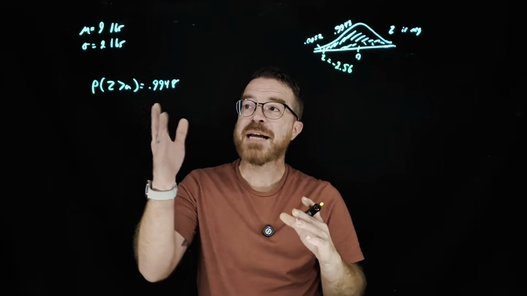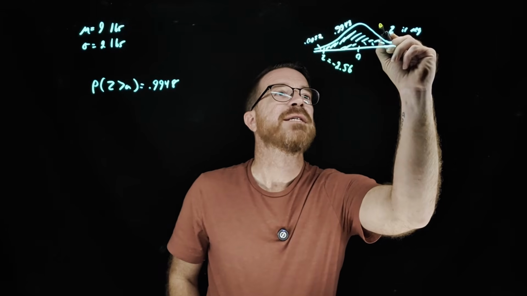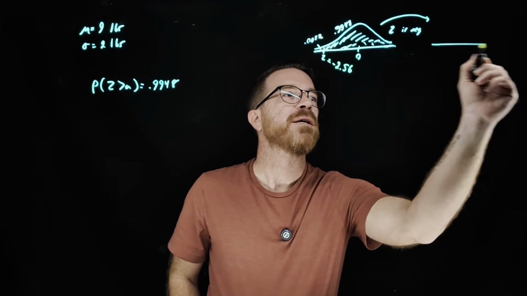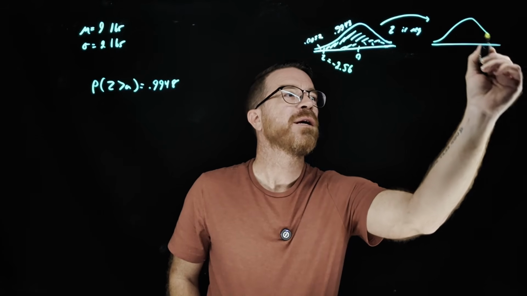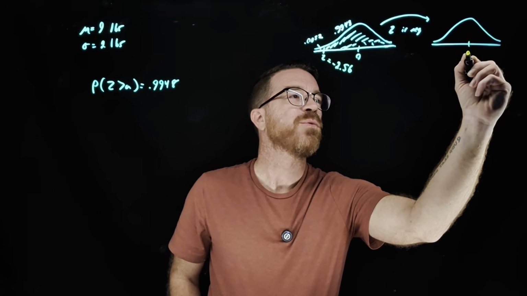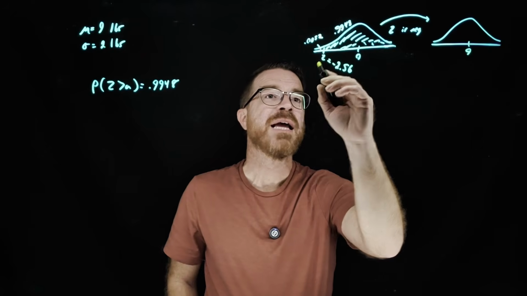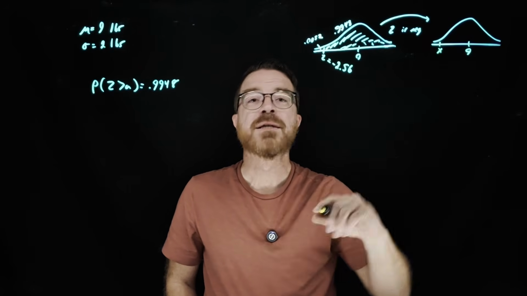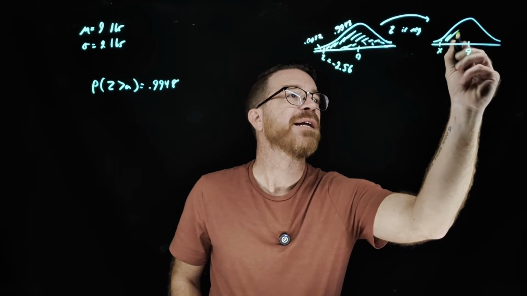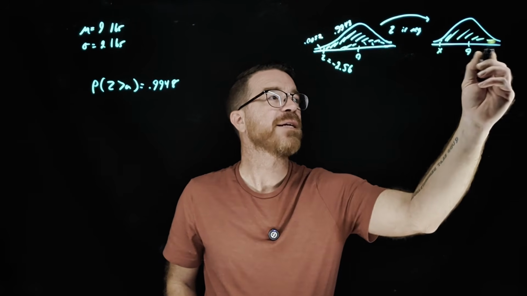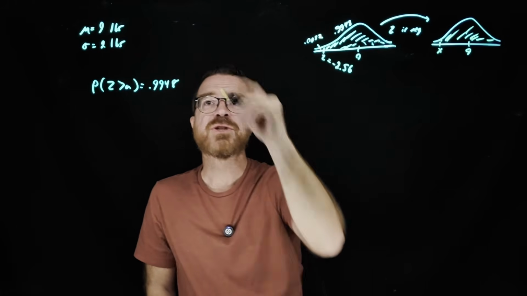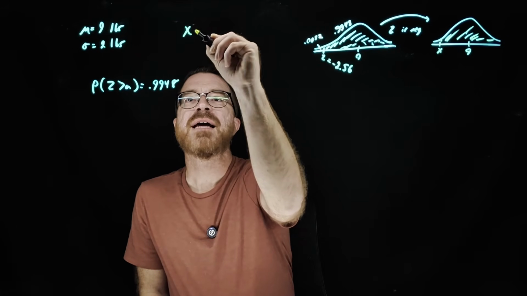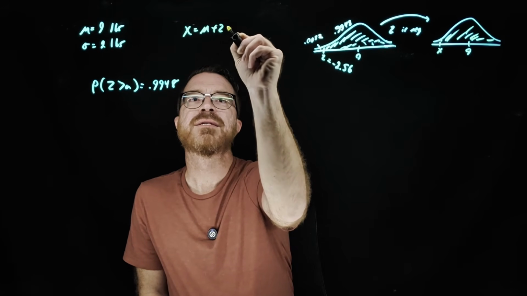Now from there, we can figure out what this x value would have to be, because we're now transforming to our normal distribution, which is centered at 9 pounds. If our z value is somewhere way over here to the left, that means our x value has to be somewhere way over here to the left. Again, that 0.9948 is to the right of it. So we do this transformation by x equals mu plus z sigma.